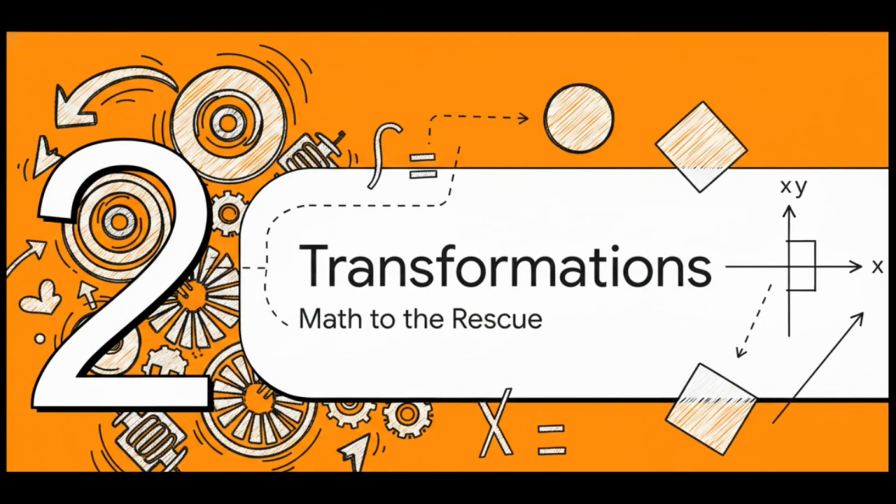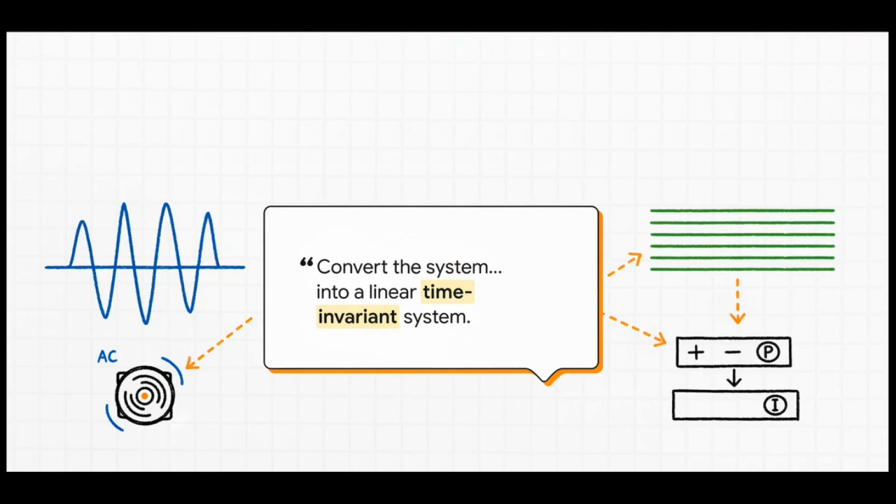Section 2. The magic of transformations. Now you're probably wondering, how do we actually pull off this decoupling? Well, the secret sauce is to convert the system of three-phase currents and voltages into a two-coordinate linear time invariant system. Basically, if you look at the raw data coming from an AC motor, the currents are oscillating wildly over time. Trying to control that directly takes a massive amount of computing power.